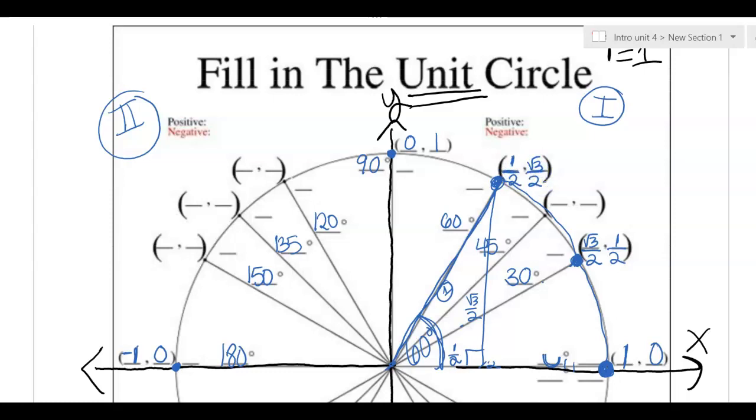Same numbers as the 30, but different ways because the short part of the triangle was in a different spot. Here, the short part of the triangle was the y coordinate, so that's why you see the 1/2 there. Here, the short side of the triangle was the x coordinate, and that's why that number was in a different place in that coordinate. Okay?